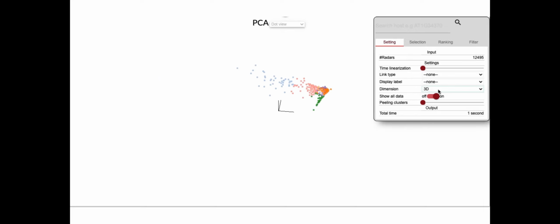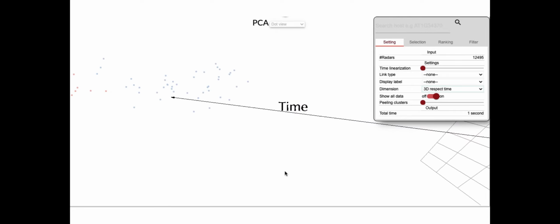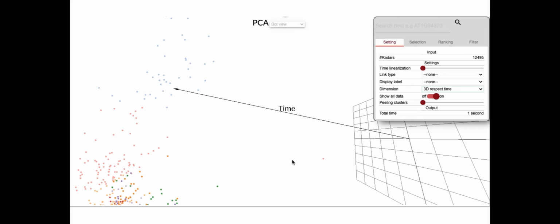The prototype also provides a 3D projection and 3D projection respect time. The latter uses the third axis as a time axis to display the evolution of 2D projection at each time point. Using this option, we can see that most sparse points, the pink and light blue ones, are data at the end of the time interval.